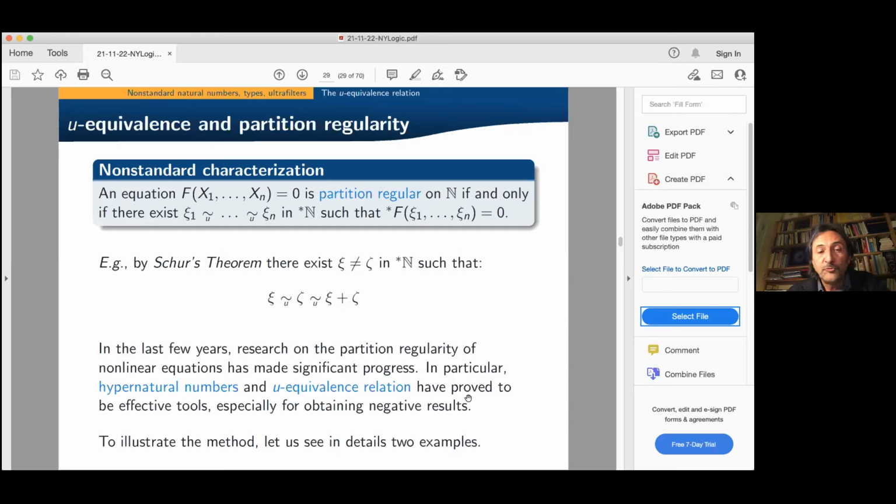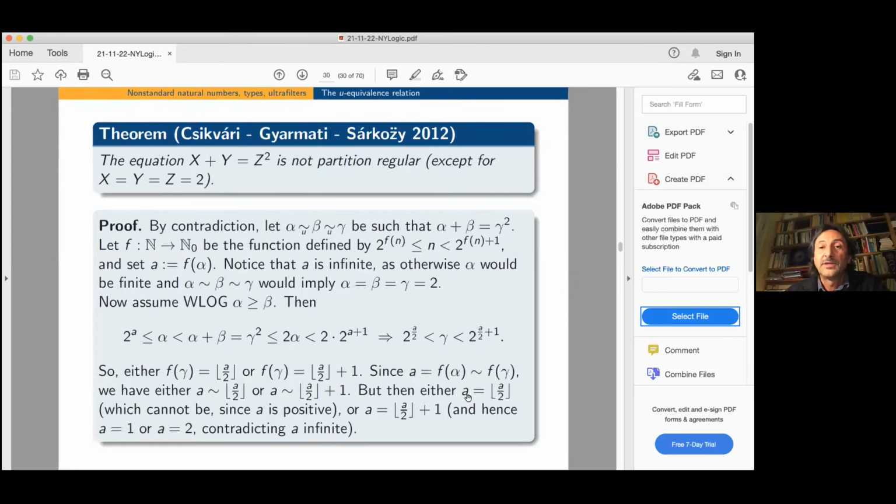This is really useful in proving that certain equations are not partition regular. So this is one example, and let me tell you that this is a much, much shorter proof than the original one. One of the initial results about nonlinear equations, found in 2012, is that the equation x plus y equals z squared is not partition regular, except for the trivial case when x, y, and z are all equal to 2. How can one prove this by non-standard methods? I think this is a very simple example, but it already shows that this could be a nice way to approach this kind of problem.